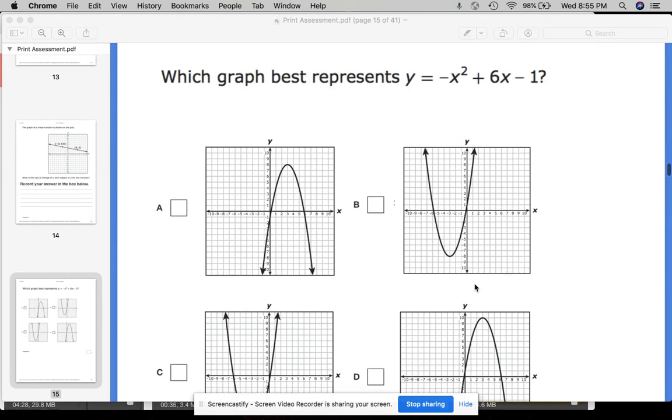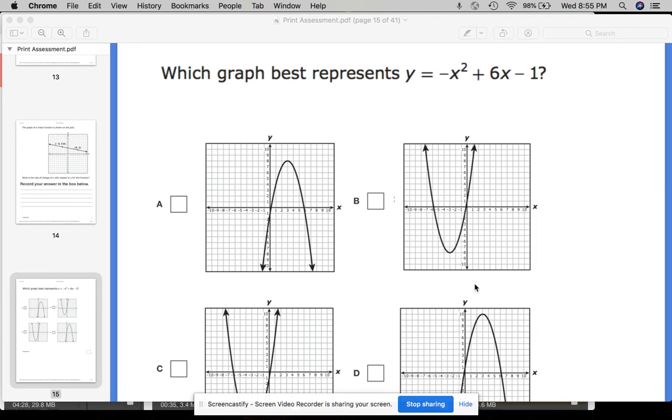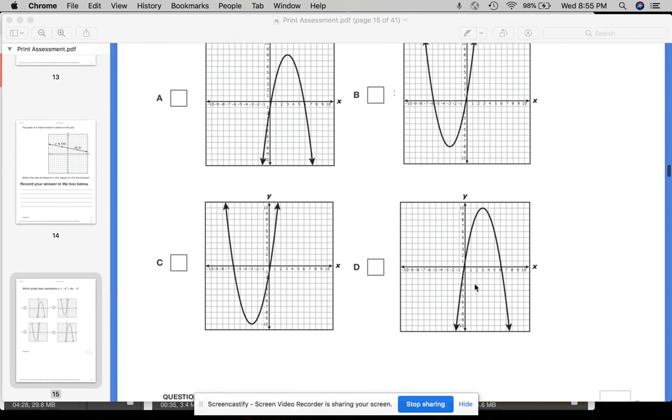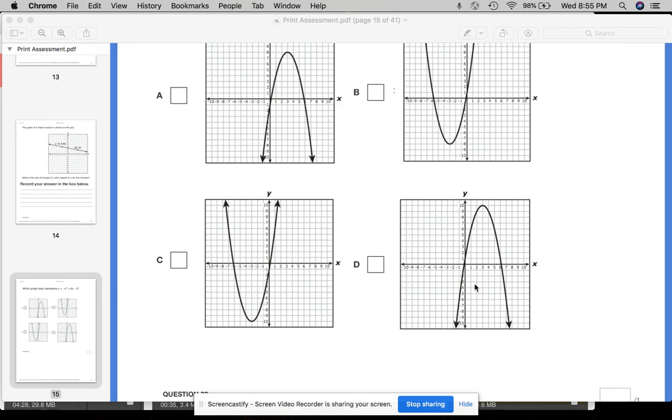Question 21. Which graph best represents y equals negative x squared plus 6x minus 1? A. Graph. B. Graph. C. Graph. D. Graph.